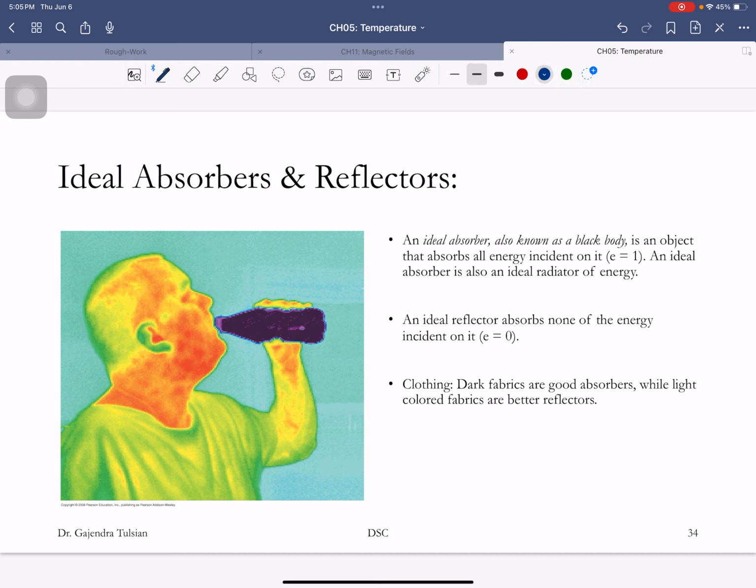So if something is a good reflector, it's not absorbing any of the energy. For instance, white clothing is a good reflector, and dark clothing is a good absorber. So in the winter, you want to wear dark fabrics so you can absorb some of the radiation energy falling on you. While in the summer, you want to wear light colored fabrics so that you reflect sunlight.